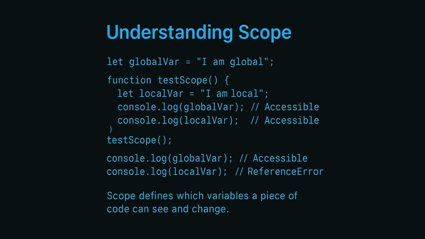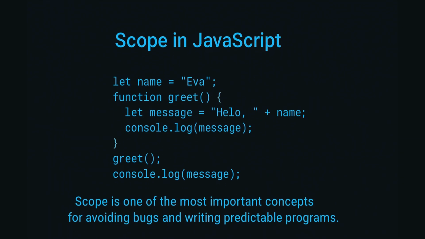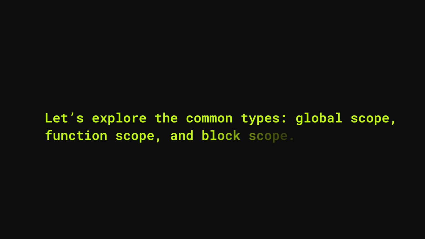Now we'll talk about scope, which variables a piece of code can see and change. Scope is one of the most important concepts for avoiding bugs and writing predictable programs. Let's explore the common types: global scope, function scope, and block scope.